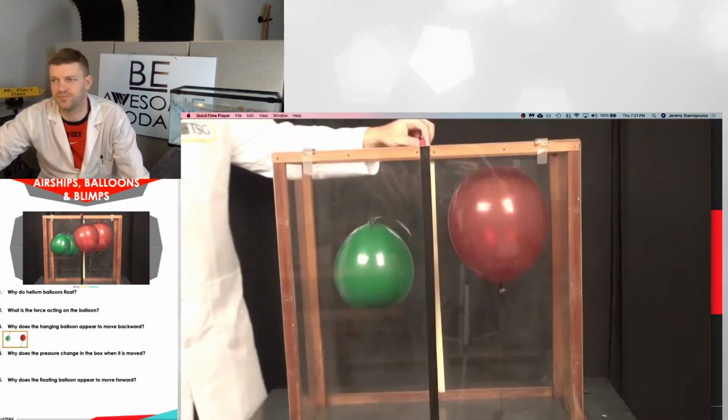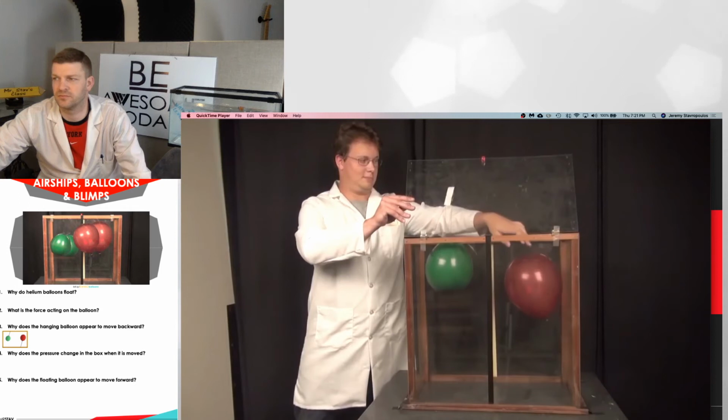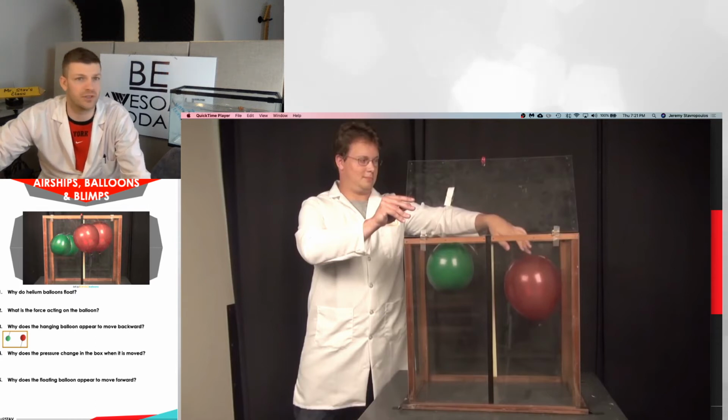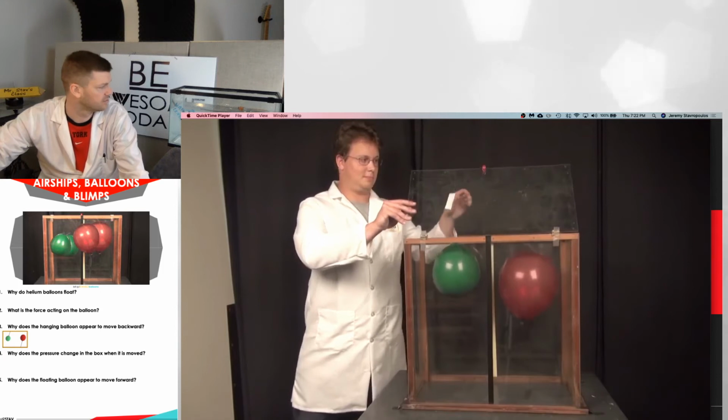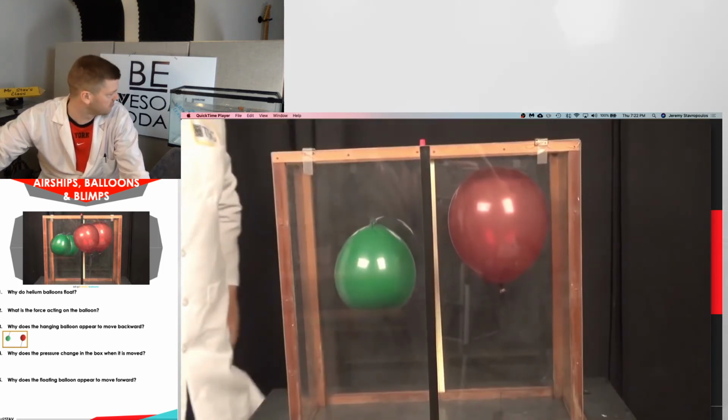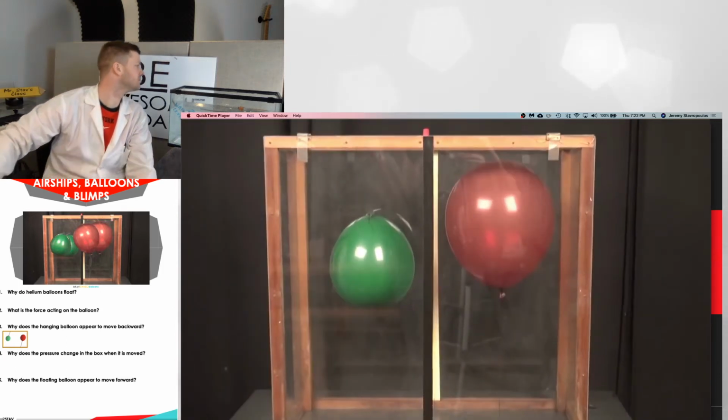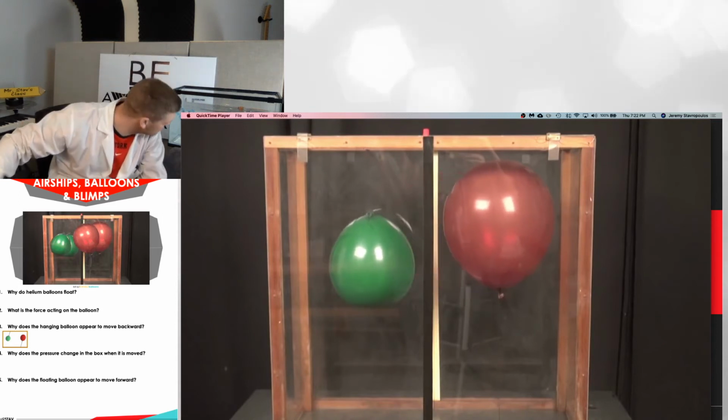The box is loosely closed and therefore filled with air. Okay, that's an important fact. It is a closed off box. It is sealed, so it is filled with air. It's not vacuum compressed or anything, it's just air. Dan is going to give the box a push, and we'll see which way the balloons will move inside the box. Will they move backwards or forwards?